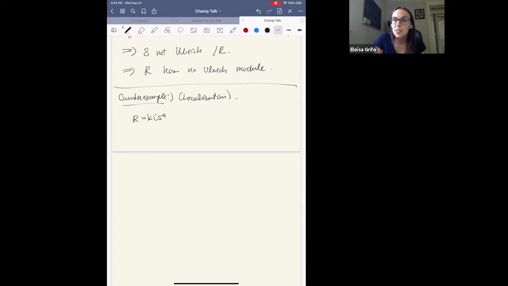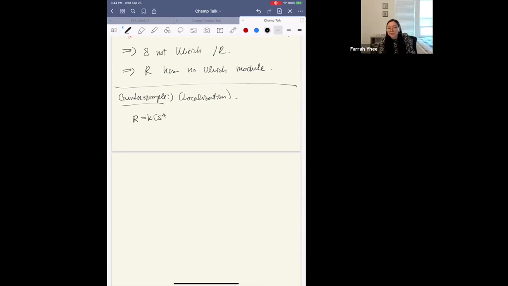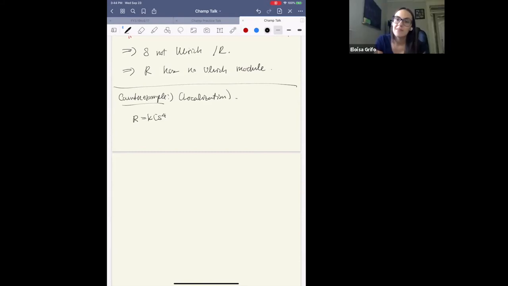Just to clarify, Haines had a counterexample to localization. If I have an Ulrich module M over R, once I localize, is M_P going to be Ulrich over R_P? And the answer was no. But his counterexample localized to a ring that had other Ulrich modules.